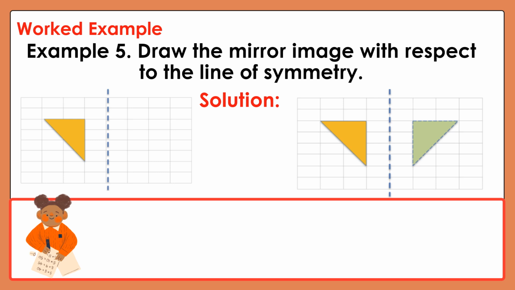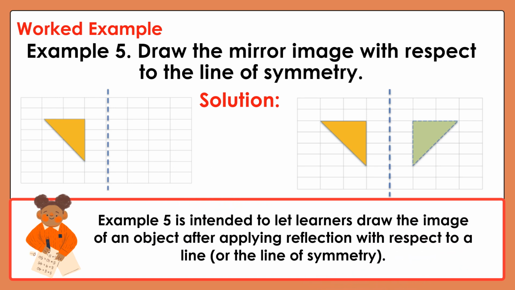Example number 5, draw the mirror image with respect to the line of symmetry. Example number 5 is intended to let learners draw the image of an object after applying reflection with respect to a line or the line of symmetry.